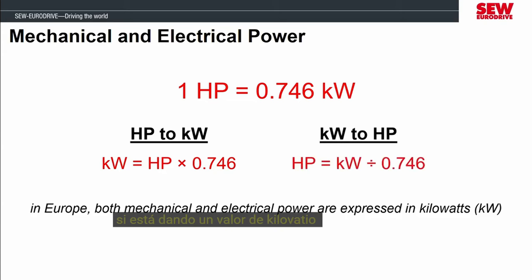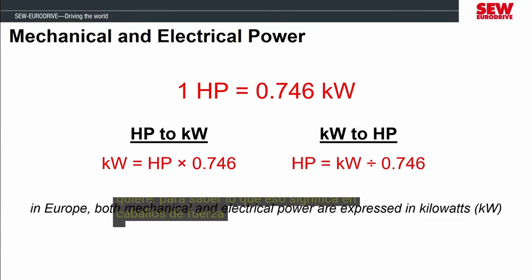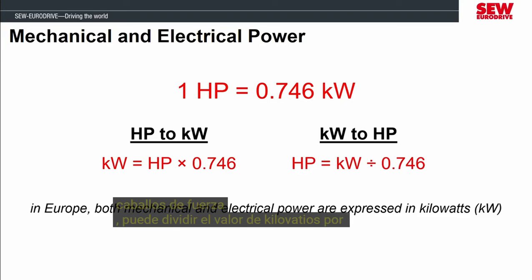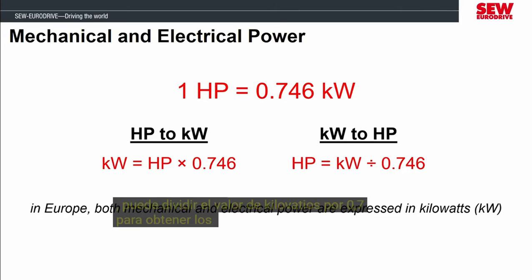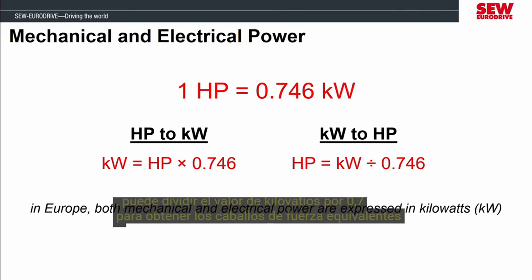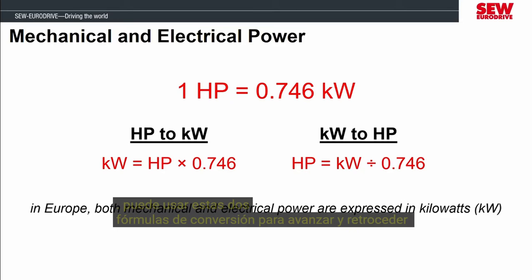If you're given a kilowatt value and want to know what that means in horsepower, you can divide the kilowatt value by 0.746 to get the equivalent horsepower. You can use these two conversion formulas to go back and forth as needed.